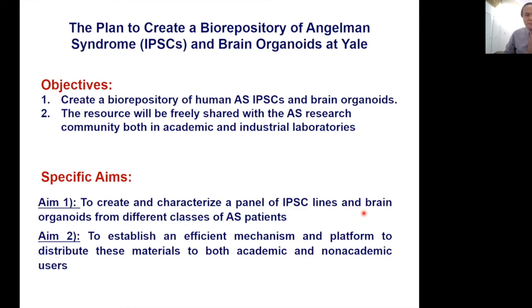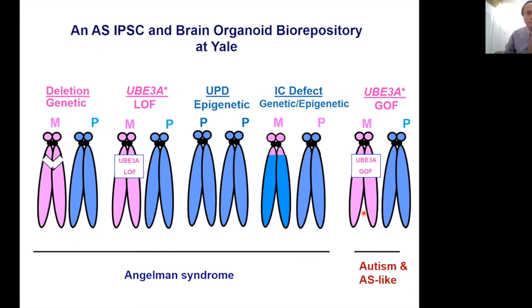The specific plan is, as I mentioned, to create multiple different lines, multiple different genotypes. And the second is to develop an effective mechanism to distribute the cells to any researcher or investigator interested in using these cells in the future.